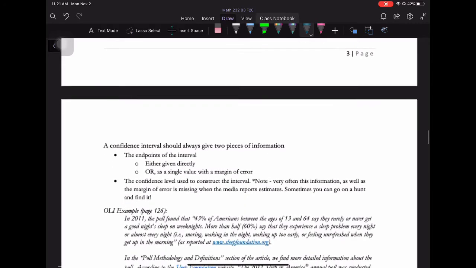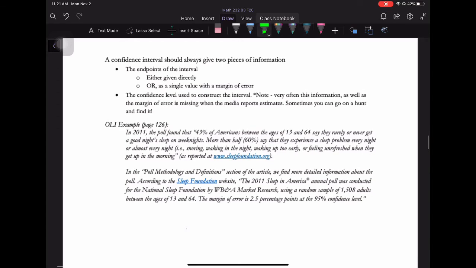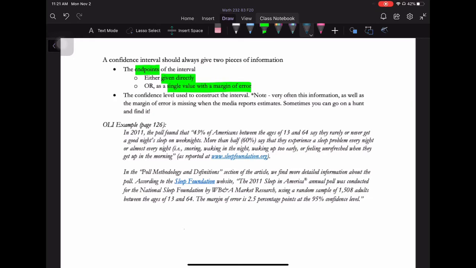Now, a confidence interval needs a couple of pieces of information to be able to really be valid and tell you something. You need to either have the endpoints of the interval given directly or as a single value with a margin of error. And you see this during times of election where you say that the candidate has a 63% popularity with a margin of error of 2%. It could be 61 or it could be 65. It's somewhere in between those two. That's what the margin of error is.